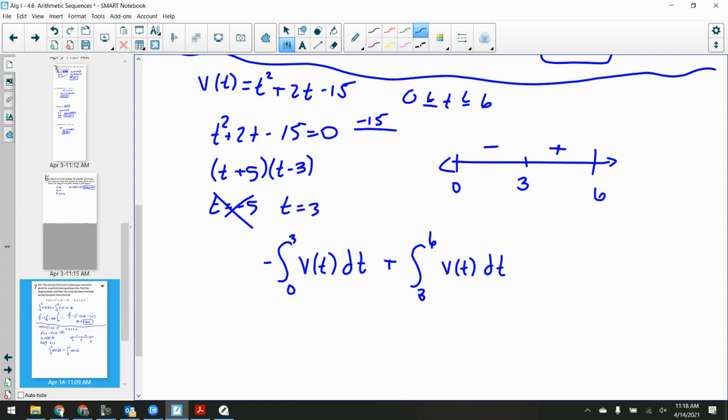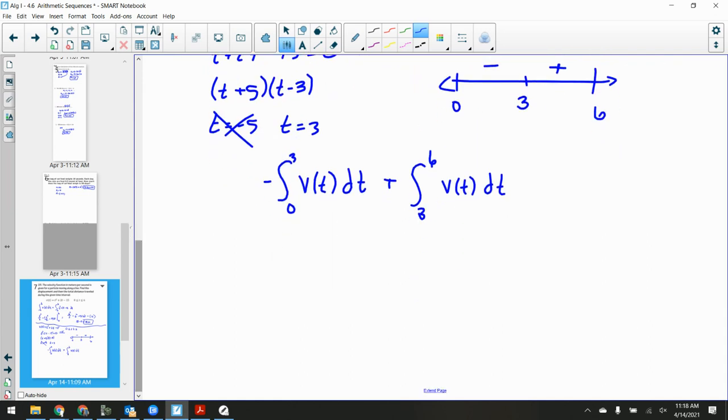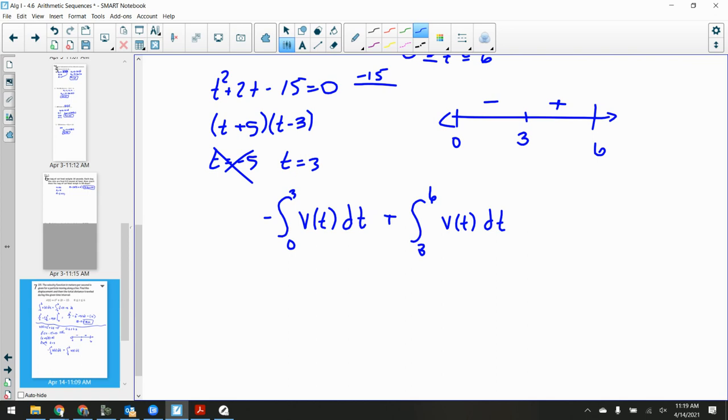So let's figure out what they are. All right, again, this was t squared plus 2t minus 15. So negative integral from 0 to 3 of t squared plus 2t minus 15, plus the actual integral from 3 to 6 of t squared plus 2t minus 15. Got my dt's there.